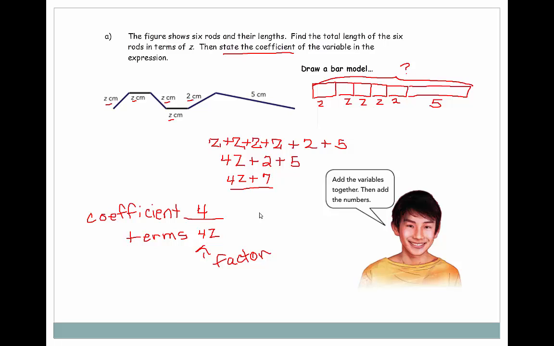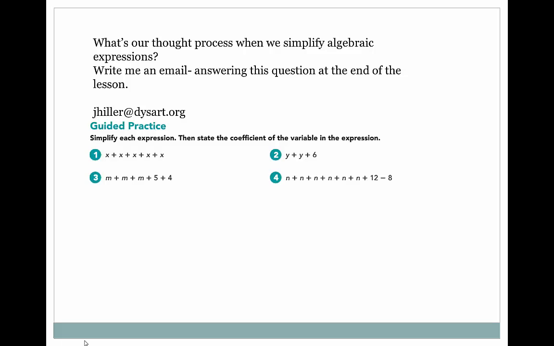So the total length of the 6 rods is 4z plus 7 centimeters. And the terms are 4 and z. The coefficient is 4. Pause the video and write your notes. What is our thought process when we simplify algebraic expressions? I want you to write a paragraph telling me what your thought process is to simplify. Then you're going to write me an email answering this question at the end of the lesson. And here is my email.